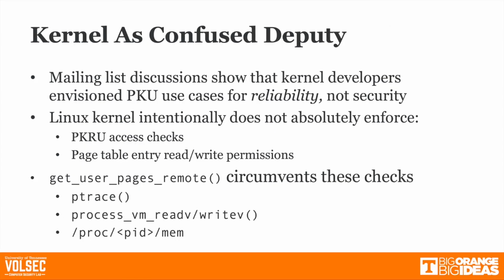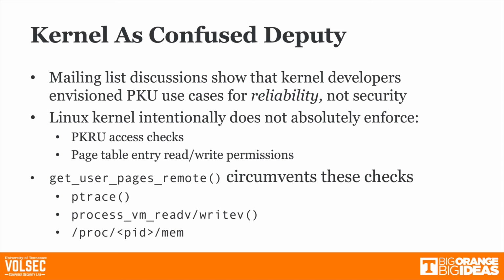So, some examples where the kernel may act as a confused deputy. We found that the Linux developers largely envisioned PKU as being a feature for reliability rather than security. Because of this, the Linux kernel intentionally doesn't absolutely enforce PKRU access checks or page table entry read-write permissions. For example, there's an internal kernel function called get_user_pages_remote that specifically circumvents these checks on purpose.